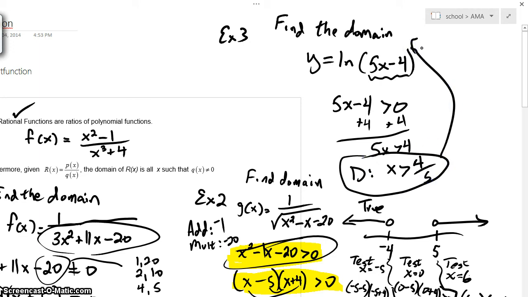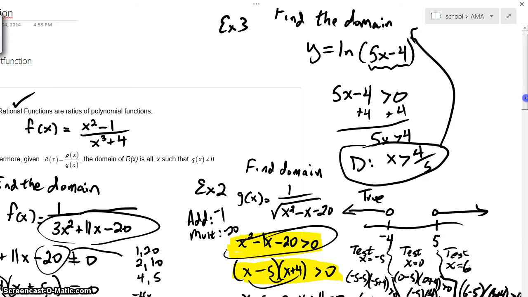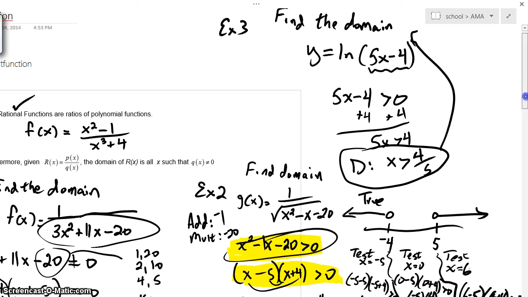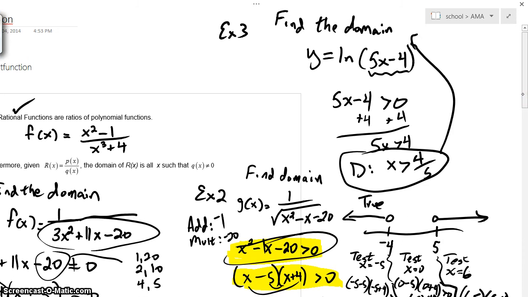Other points about domain. Square roots demand that the interior, the argument, must be non-negative. It could even be 0 as long as it's not in the denominator. But odd roots, cube roots, and fifth roots, actually negatives are perfectly okay there. Okay, I'd actually like to stop here and leave off on domain, and we'll pick up next time with asymptotes, which is quite a lot of material as well.